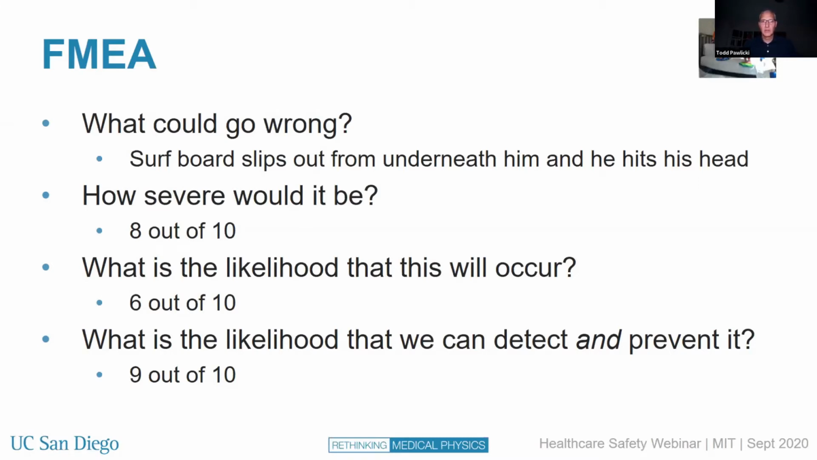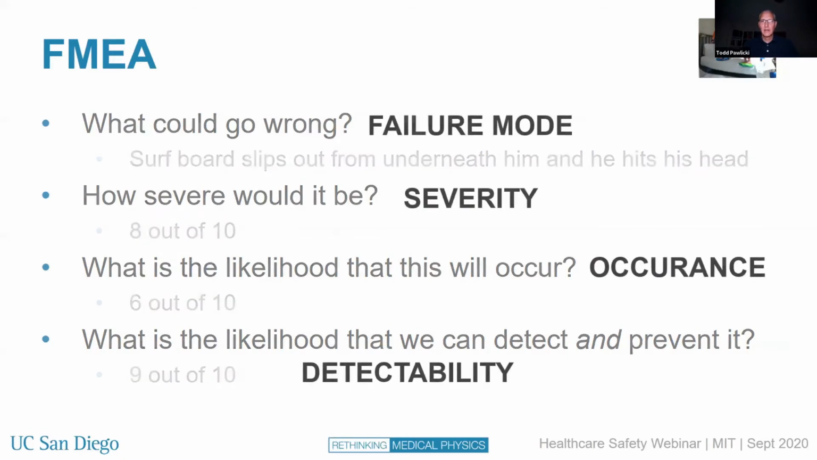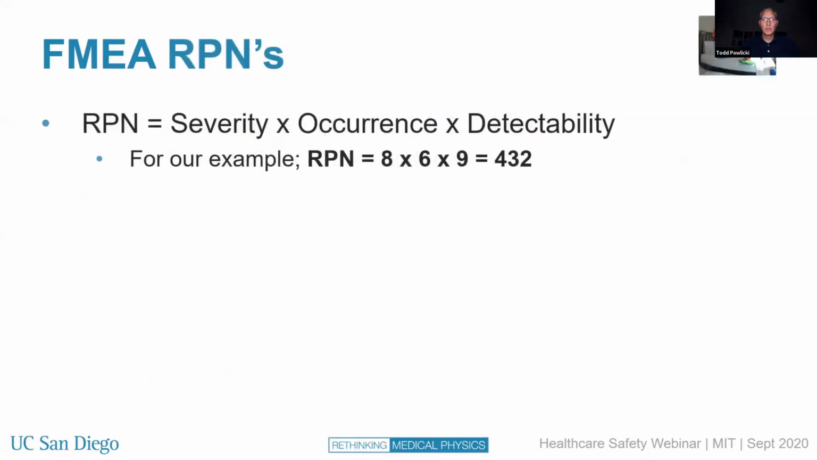The likelihood that we can detect and prevent it is 9. And this is essentially an FMEA, where that first line describes the failure mode. Then we have severity, likelihood will occur is occurrence, and then detect and prevent it is detectability. Next steps are to multiply those 3 numbers together, severity, occurrence, detectability, and get a risk priority number. So in our case, 432 is the risk priority number.